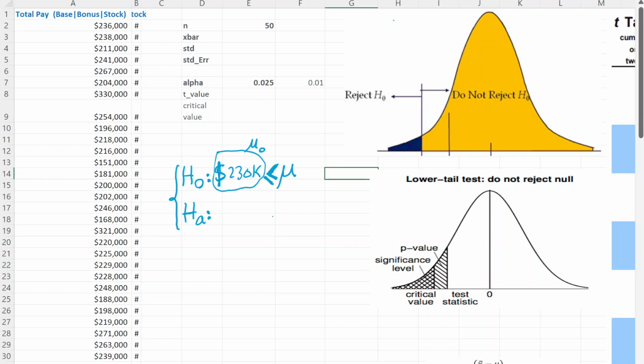And of course, the alternative hypothesis would be otherwise, meaning that no, mu is actually less than $230,000, the hypothesized value. Okay, so this is the formation of the two hypotheses that we have, null and alternative. Now, what do we need to do? It's obviously a one-tailed scenario, and it's the lower tail, as shown here.